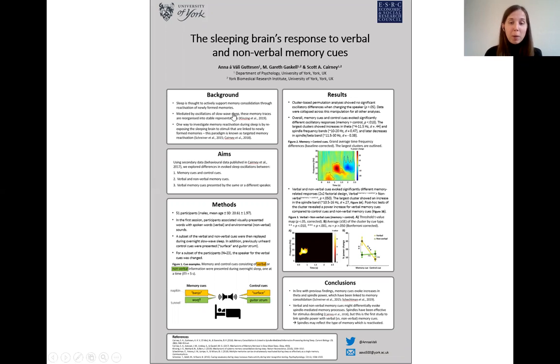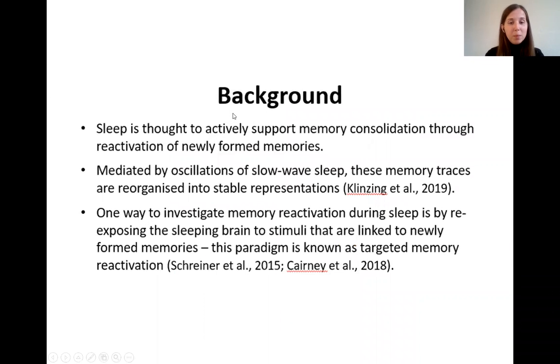And today I'm going to talk about my poster with the title, The Sleeping Brain's Response to Verbal and Nonverbal Memory Cues. A little background. Sleep is thought to actively support memory consolidation through the reactivation of newly formed memories. And this process is thought to be mediated by oscillations of slow wave sleep. One way of investigating memory reactivation during sleep is by re-exposing the sleeping brain to stimuli that are linked to newly formed memories. And this is a method called targeted memory reactivation.